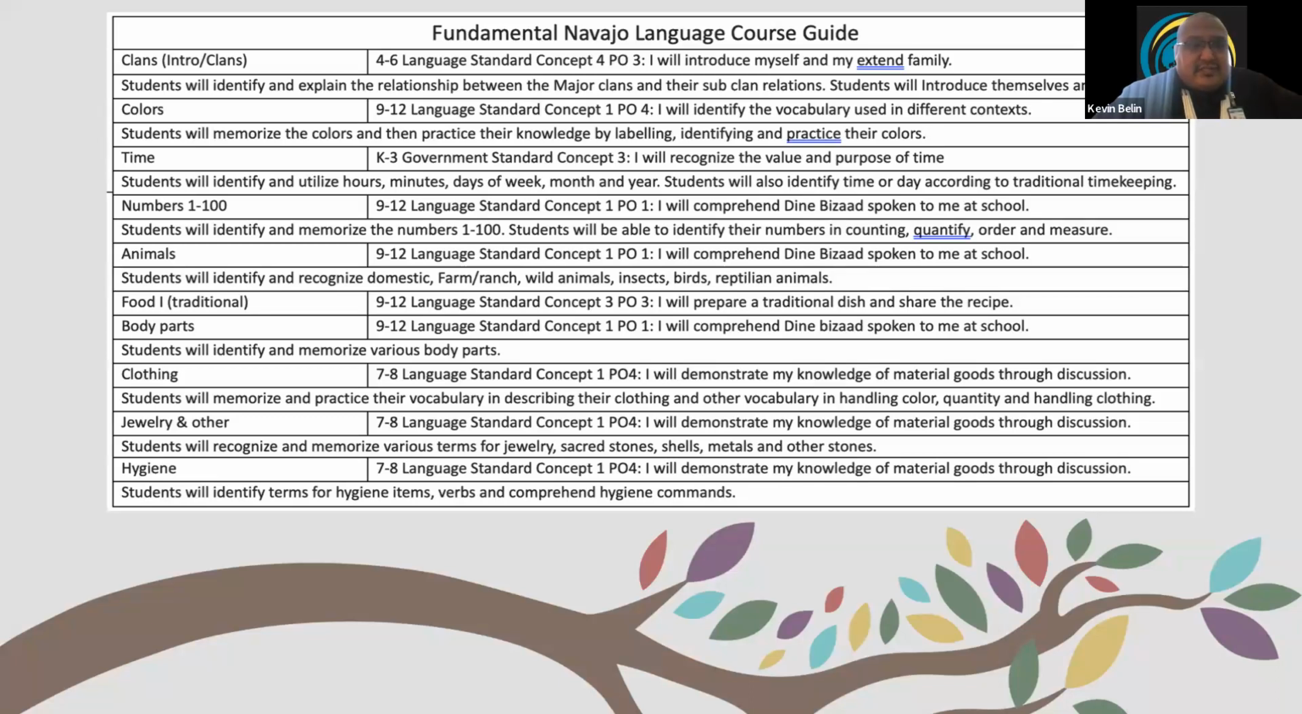And so, you'll see 4-6 language standard concept, introduction of clans. And so you see the standard from Navajo Nation, and then the unit title, and then just a brief description of what students are going to be doing. Next slide.